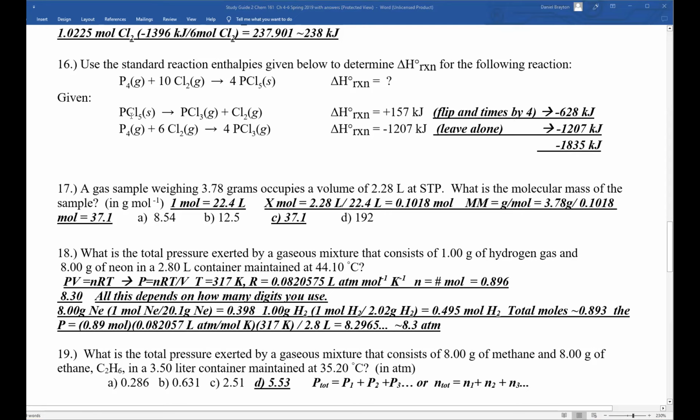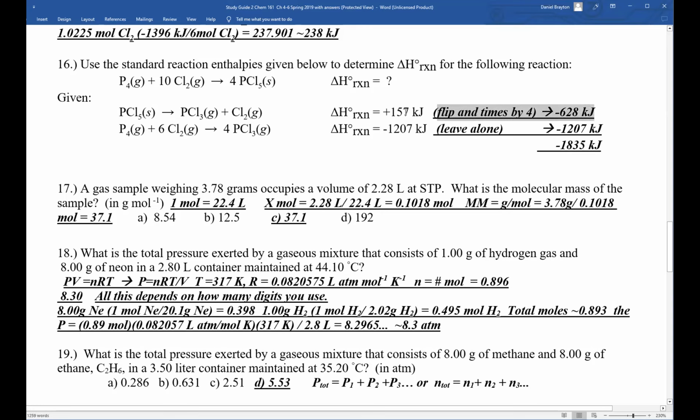Okay, so what catches my eyes? We want the PCl5 on the product side in the summary. And the only place it is in either reaction is the reactant side in equation 1. So we need to flip that one, obviously. And then there's a 4 in front of it for our summary, and that's not what we're given. So this means we need to flip and multiply by 4.